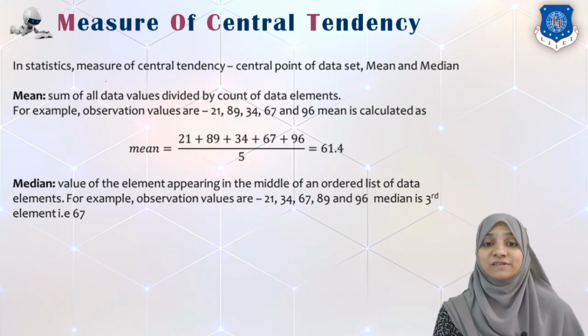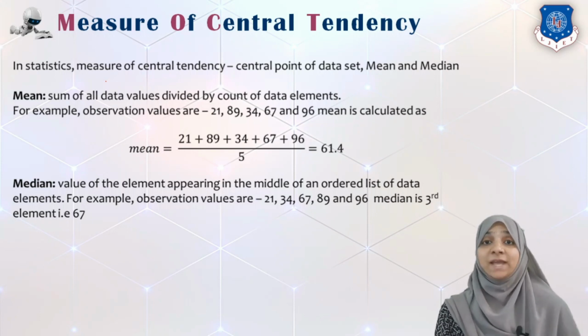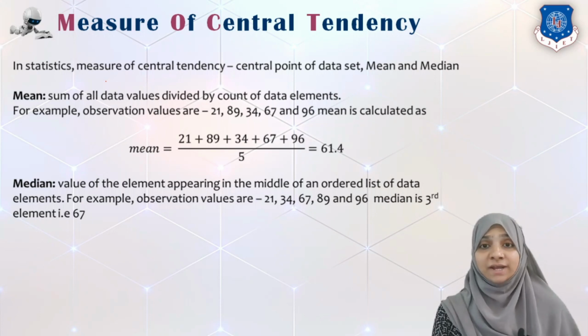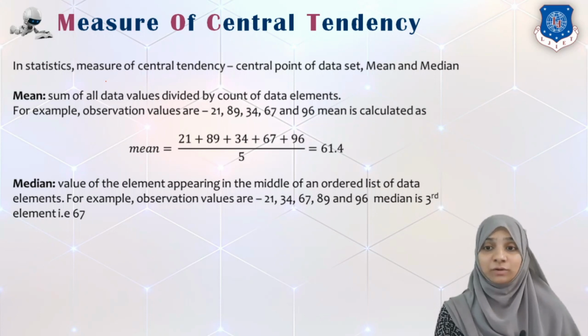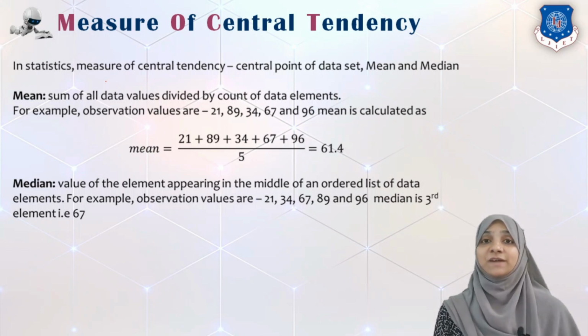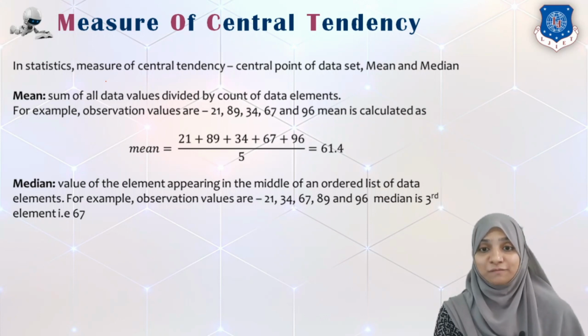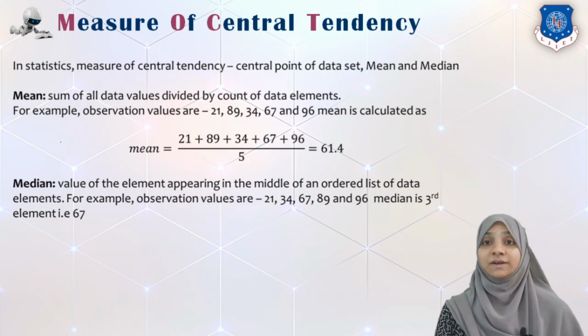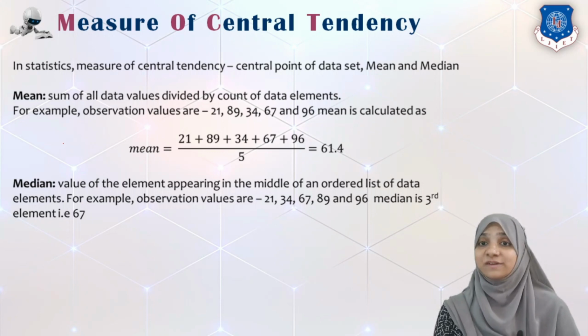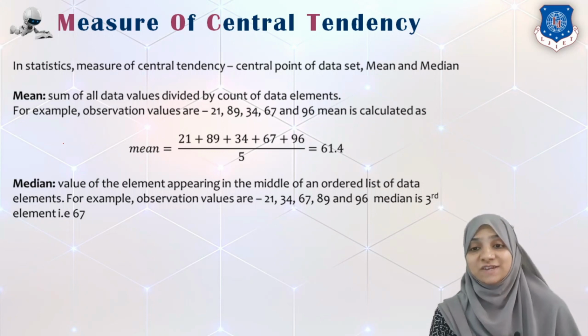Let us first discuss what is mean. Mean is nothing but the sum of all data values divided by the count of data elements. Say for example, I have 5 data values. I will add those 5 values and divide by 5, which will be the value of the mean. Say for example, here it is 21, 89, 34, 67 and 96. The mean of these values is the addition of all these values divided by 5, that is 61.4.